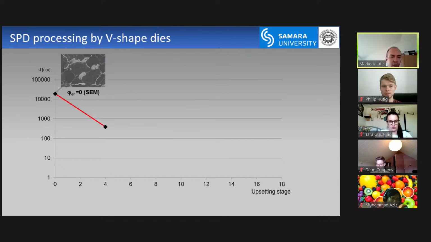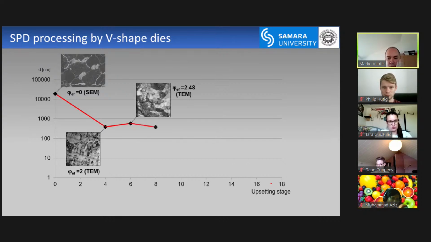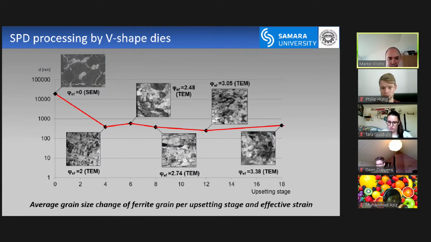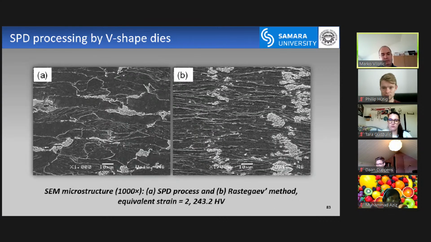So this is just a graphical report where you can compare upsetting stages, effective strain, and the grain size. This is 19 micrometers, and this is 252. You can see the initial microstructure becoming smaller and smaller. And of course, this is just the start. The next thing is I have to check the material properties.